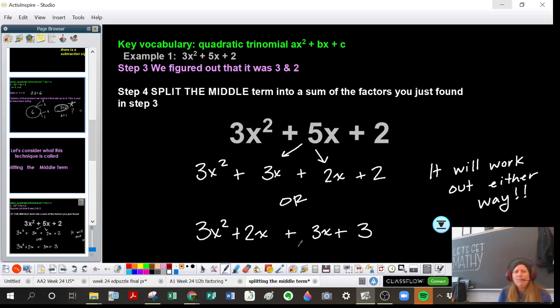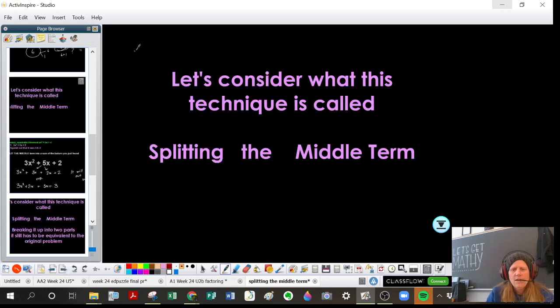So again, in step 4, you're taking the middle term, which in this case is 5x, and you're splitting it into the two factors that equaled, in this case, 3 times 2, which was 6. Pretty cool stuff. So remember, this technique is called splitting the middle term.